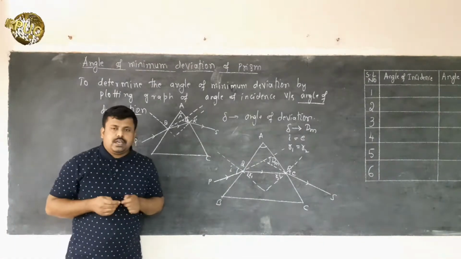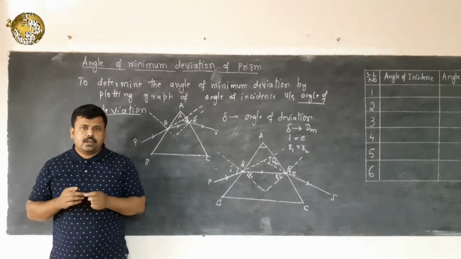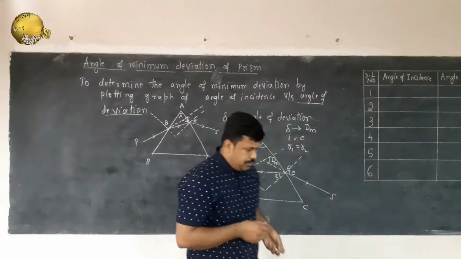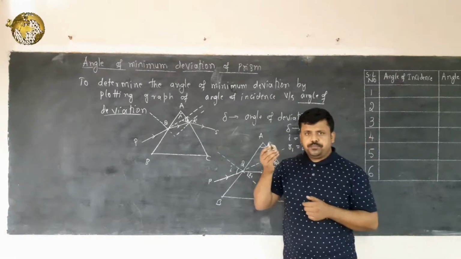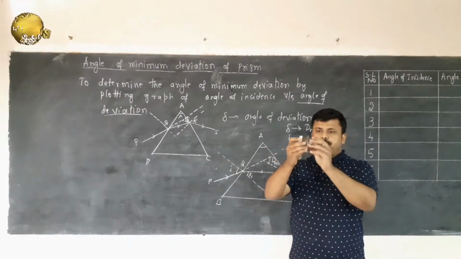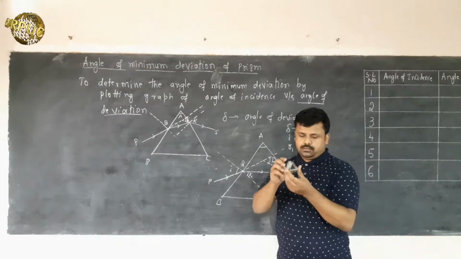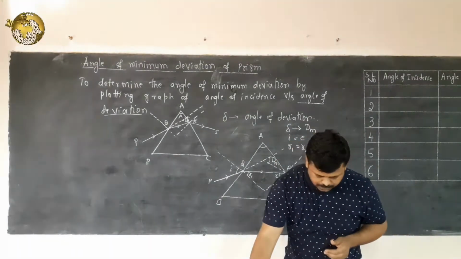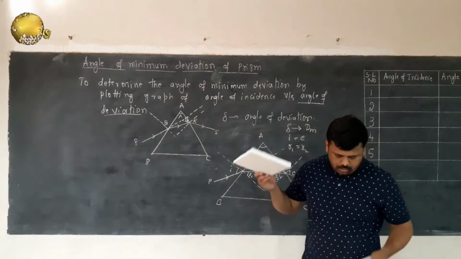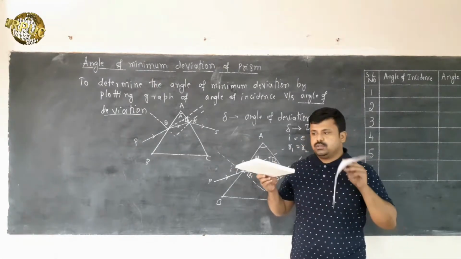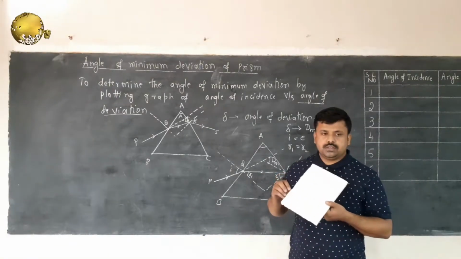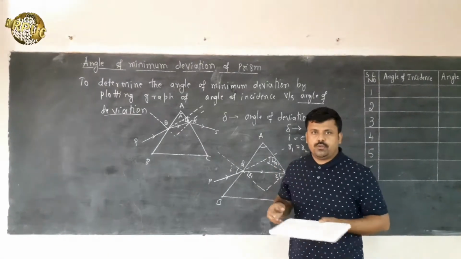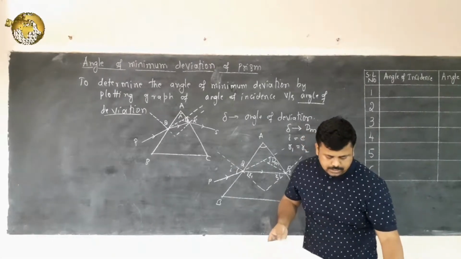So let's perform this experiment. In order to do this experiment, the apparatus I am making use of are the prism, which is a three-dimensional object, then thermocol and plain paper to fix the paper on, and ballpoint pins. You will get to know why we are making use of those things. Let's start with the experiment.